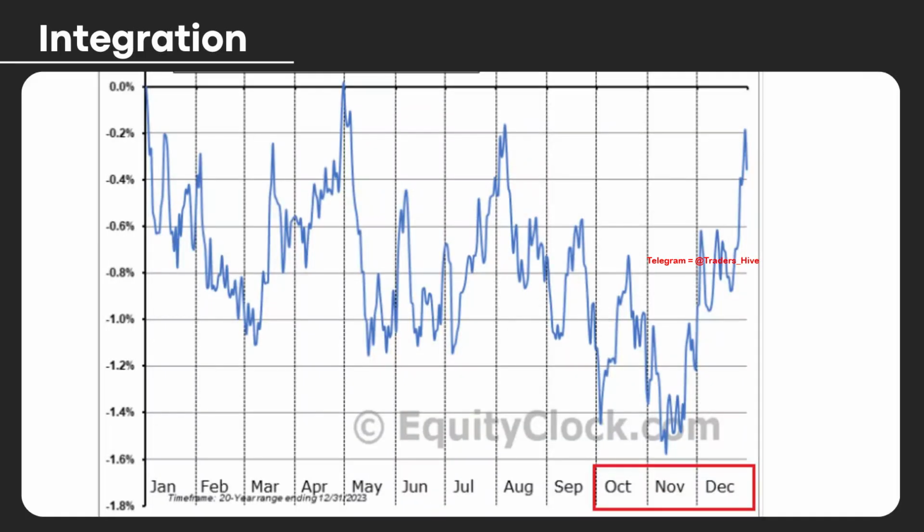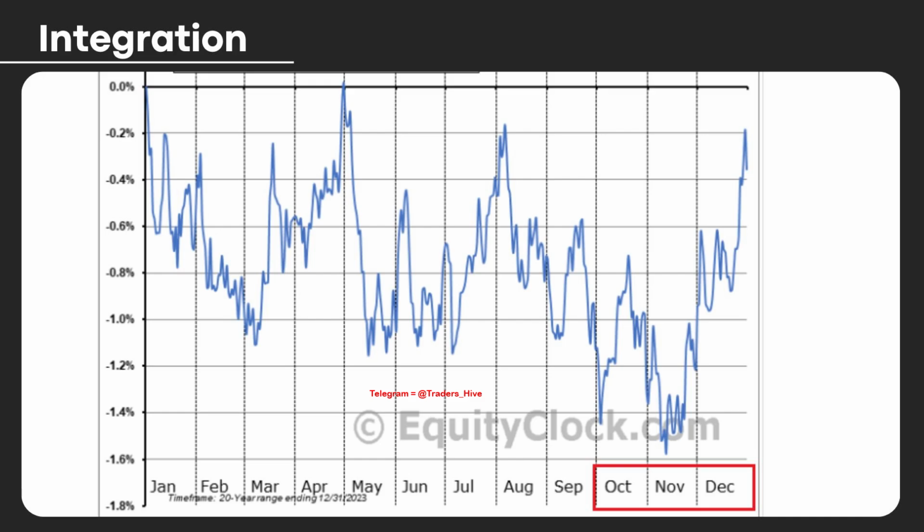For example, right here, this is the euro seasonal tendency chart, and based off of this data, we can see that euro dollar has a seasonal tendency to form bullish price action from October till December, right? Till the end of the year. From October to December's end, euro dollar is seasonally bullish and forms bullish price action more often than not, according to this seasonal chart.